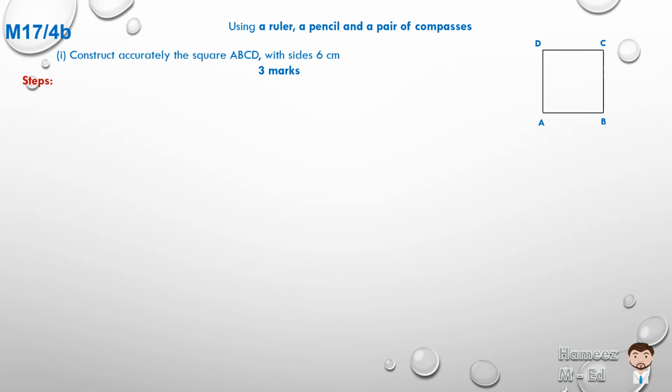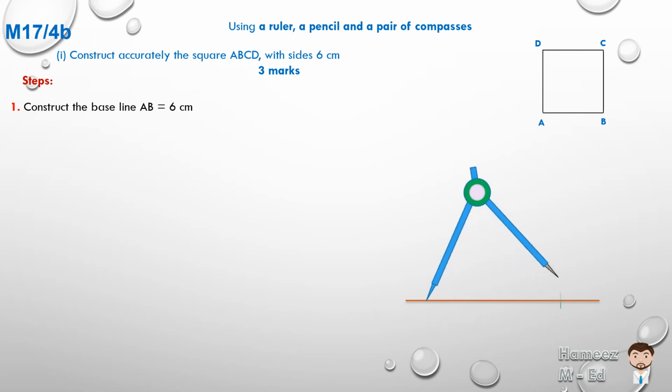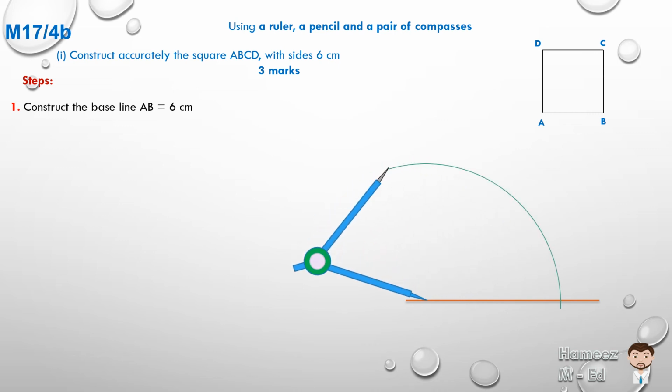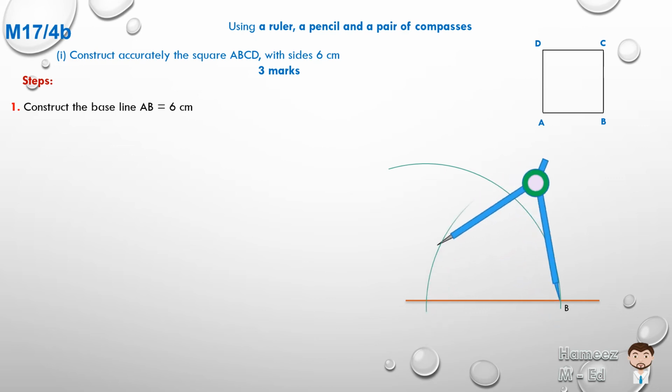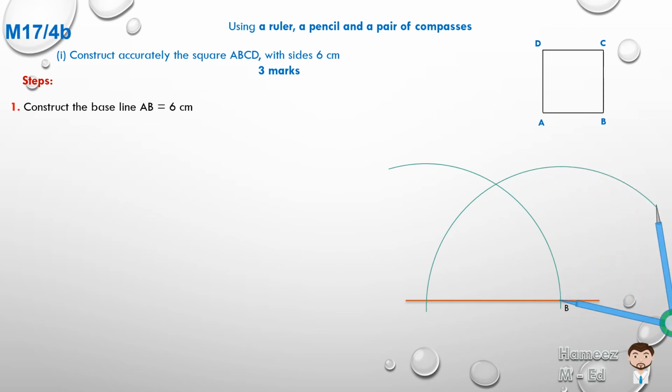So first step, let's construct a long baseline, and from there we can get AB. As usual, we draw a long baseline longer than 6 centimeters, and we put our metal point a little bit on the inside, on the left hand side, and we scribe an arc, and where the arc intersects, that's B. And we turn the compass around, rest the metal point on B, and scribe an arc, and that will give us A. So we have the baseline AB.